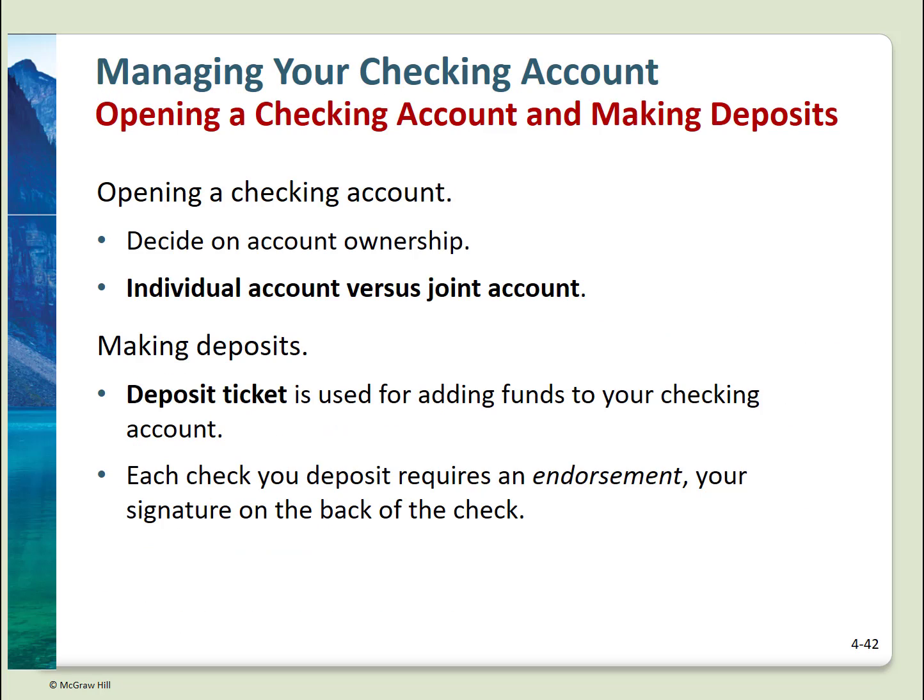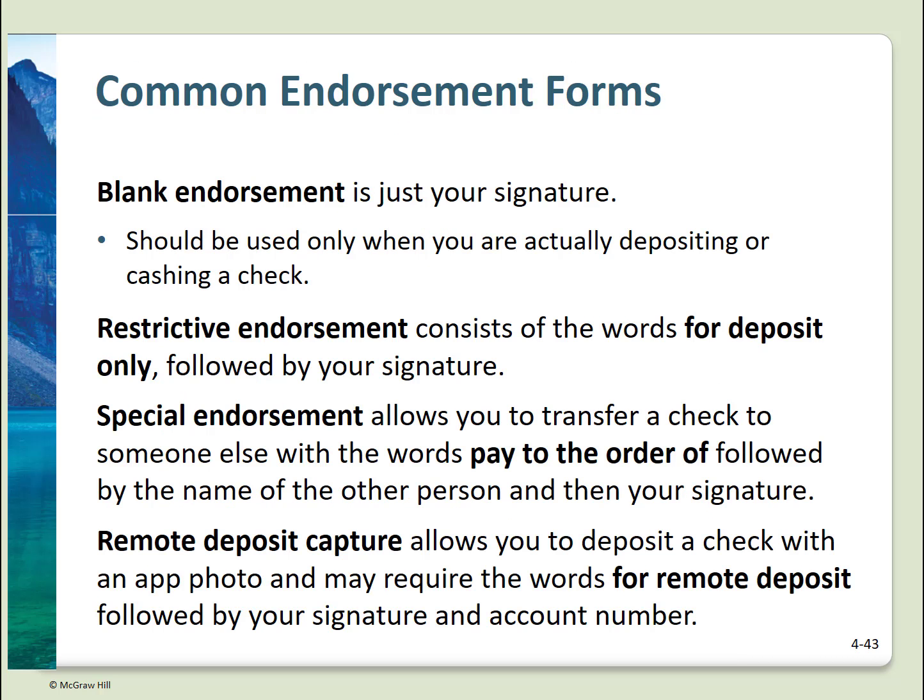Assuming you decide you do need a checking account, opening the account. Individual, your name only. Joint, be careful of "and," "or." It can be a spouse or a parent. Endorsing checks for deposit. A blank endorsement is a signature only. Once signed, it's negotiable by anybody. Restricted, for deposit only with an account number. Special, pay to the order of, transfers the check to a third party. They're not widely accepted. Remote deposit allows you to deposit a check from your phone.